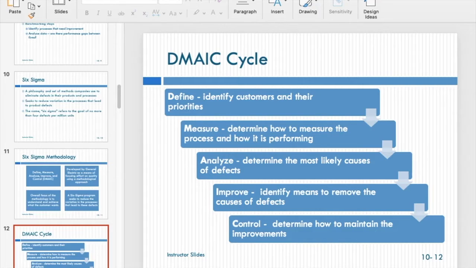Then we move to the second step, which is measure. Once you understand the important quality dimensions, you have to use an accurate way to measure this production process and measure the different dimensions of quality. Basically, we have to quantify the different dimensions of quality. So this is the second step, measure.